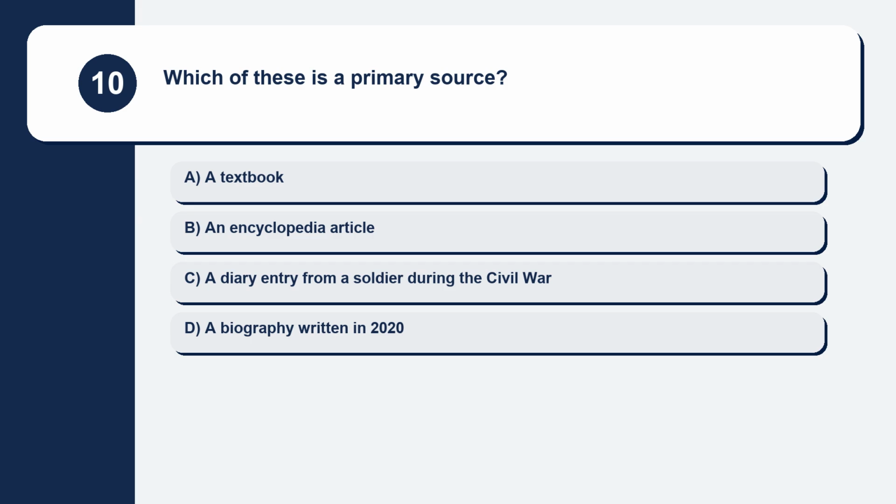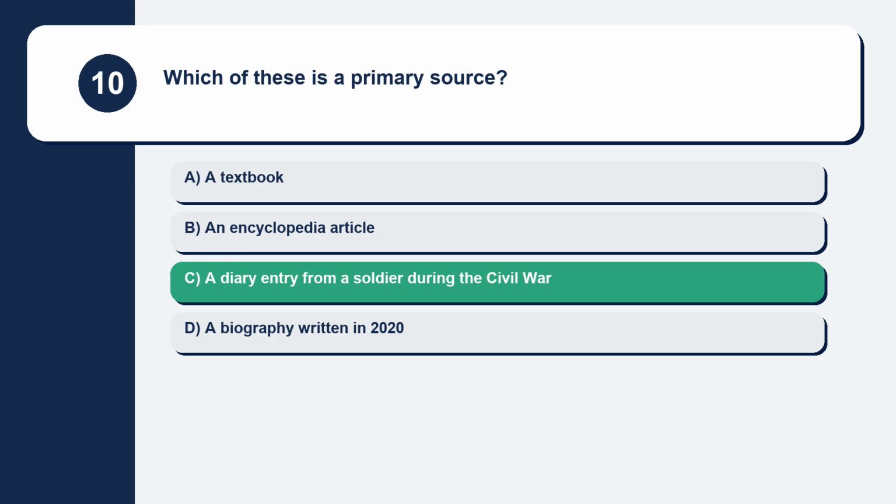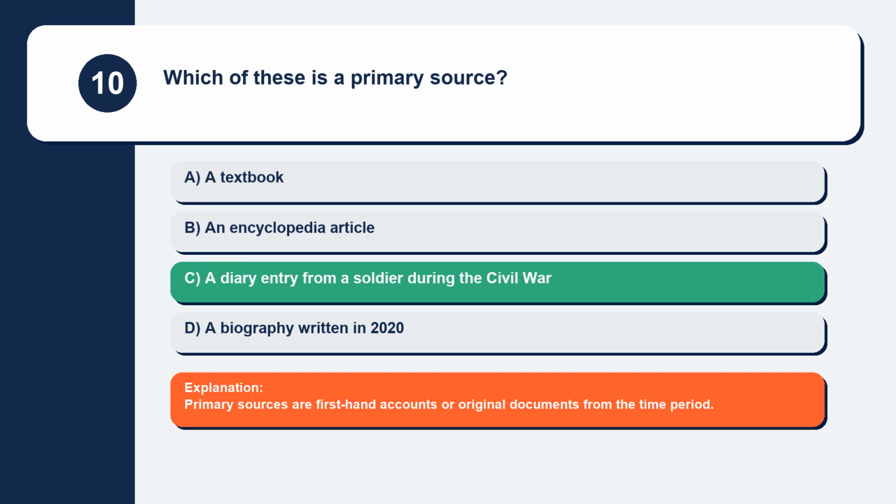Question 10. Which of these is a primary source? A textbook, an encyclopedia article, a diary entry from a soldier during the Civil War, a biography written in 2020. Primary sources are first-hand accounts or original documents from the time period.